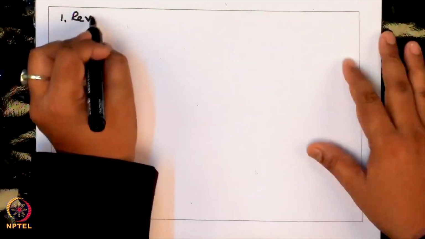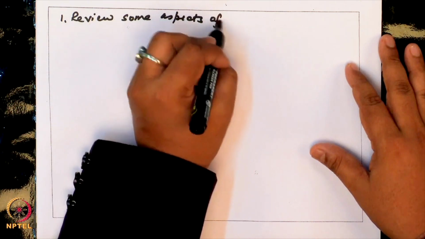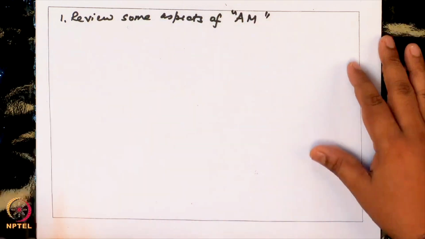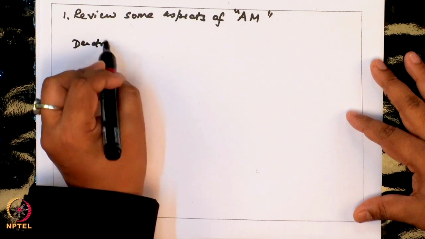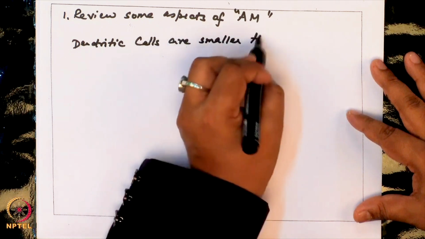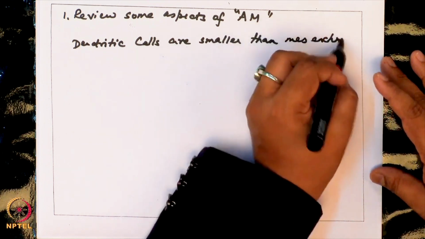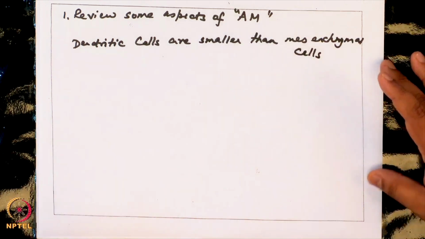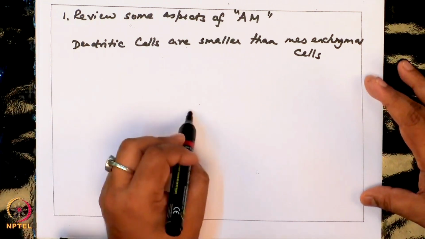To answer that question, I will first review some aspects of amoeboidal migration. AM is short for amoeboidal migration. Generally, dendritic cells are much smaller than cells like fibroblasts, than mesenchymal cells. In the case of amoeboid cell motility, even on a 2D plane you can have 3 different types of motility.